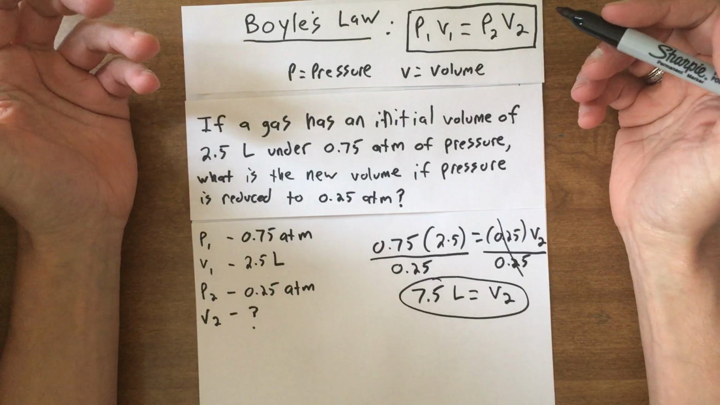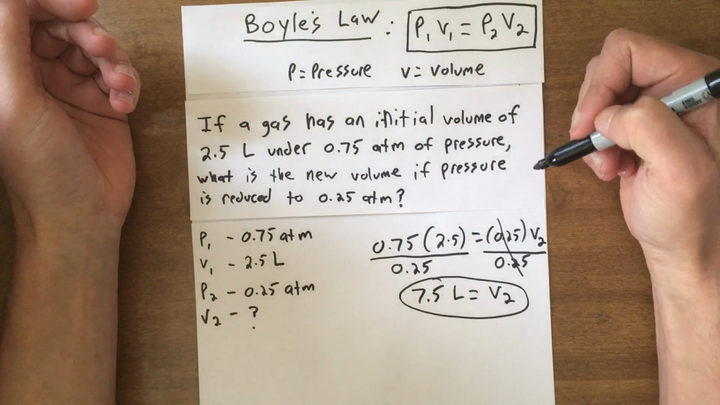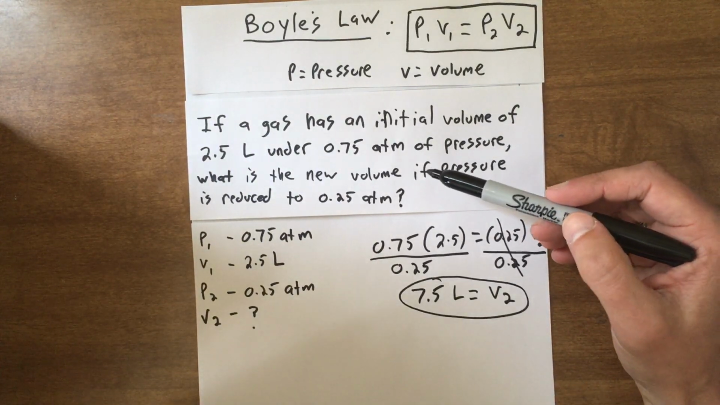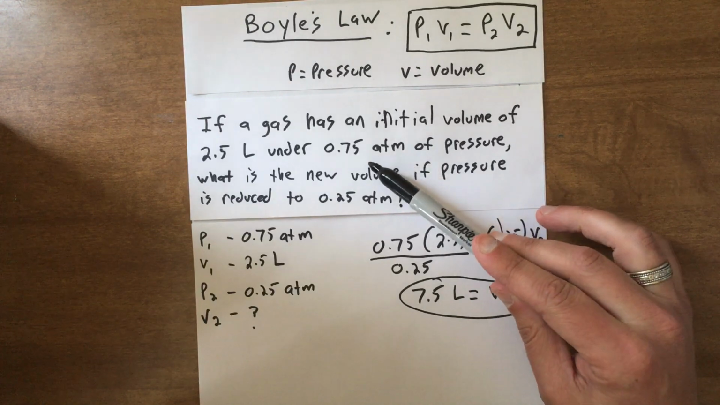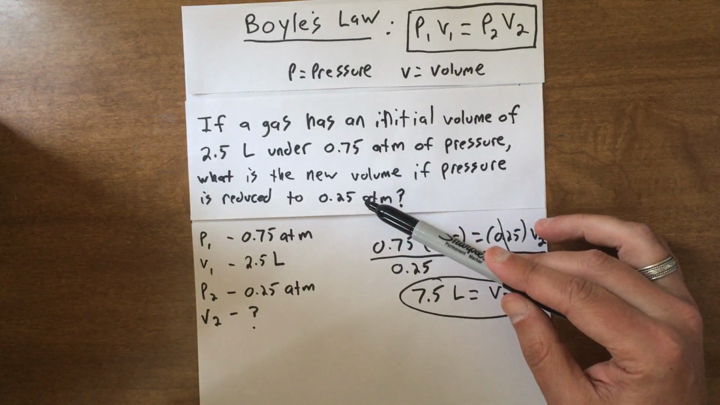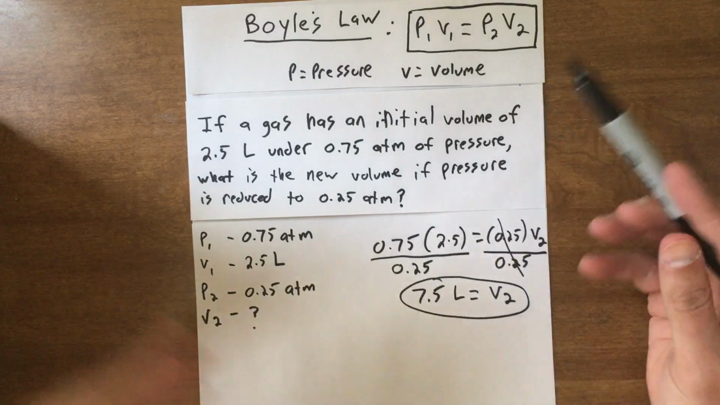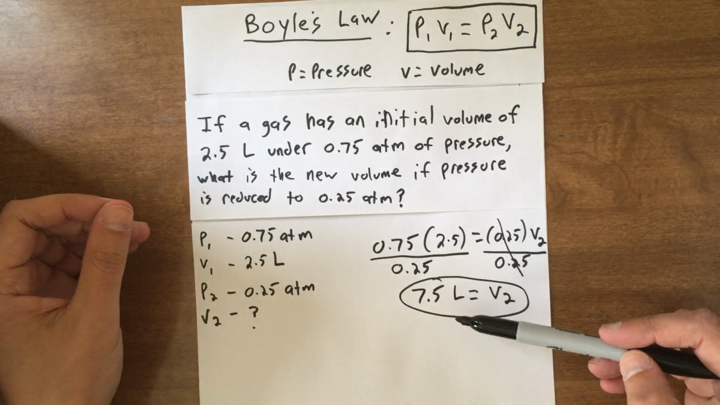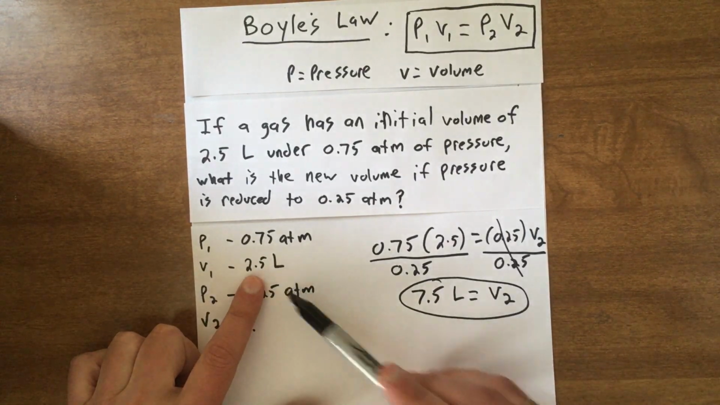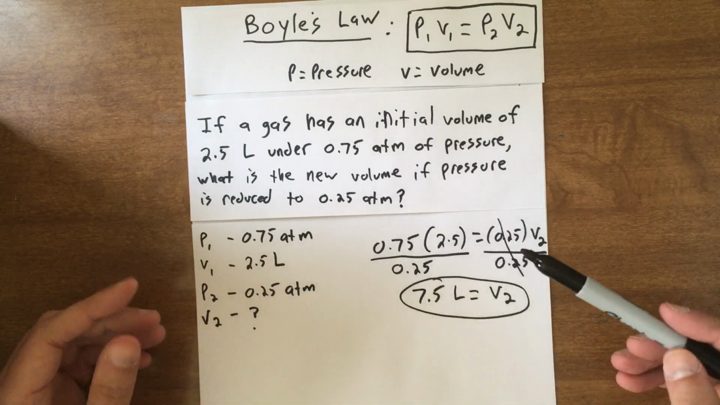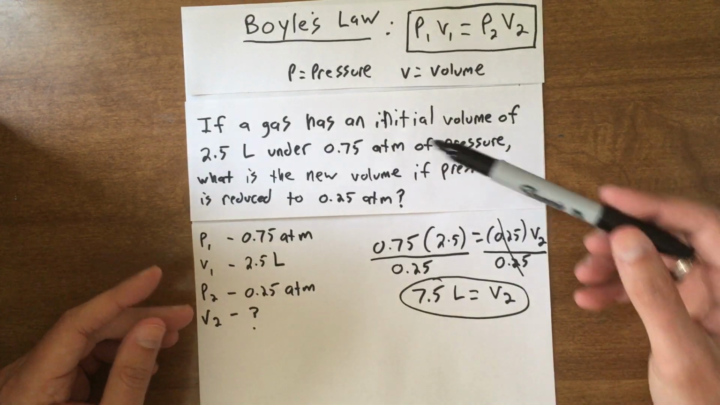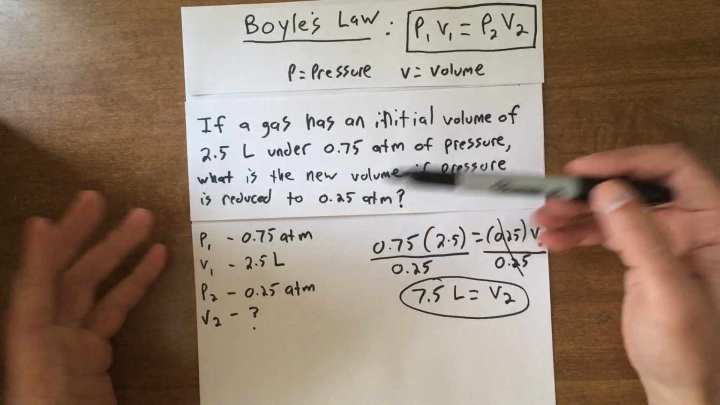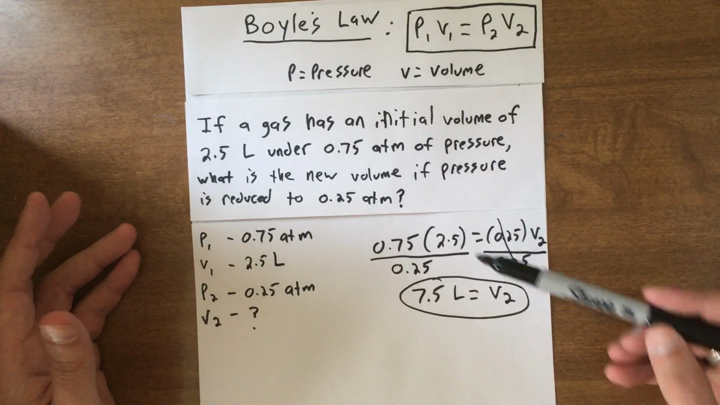A way you can check conceptually is just ask yourself, does my answer make sense? By that I mean, we'll go back to the original problem and think, what actually happened? Well, the pressure went from 0.75 to 0.25, so the pressure went down. If you're not squeezing something as hard, if you're letting off the pressure, then it makes sense that the volume would increase. And it did. The volume went from 2.5 to 7.5. So that makes sense, right? We went from a higher pressure to a lower pressure, so the volume should get bigger. And that's another way you can check.